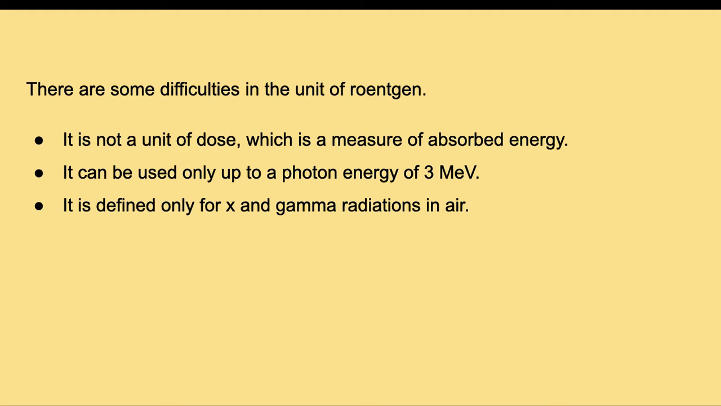And you can see that if you are considering neutrons, they are not producing any ionization. So neutrons are also causing radiation effects, but you can't measure those quantities. So these are the difficulties in the unit of roentgen.